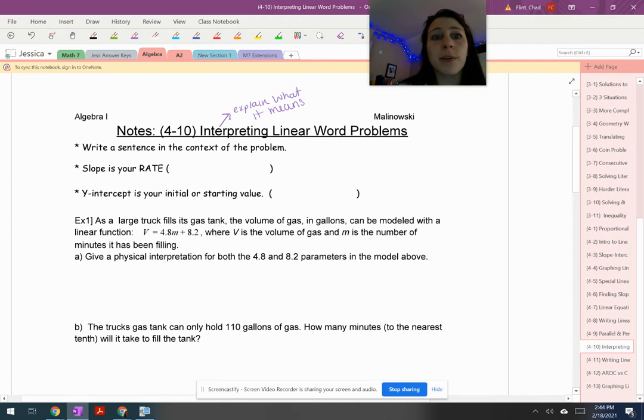So for example, if I were to talk about something like 32 degrees Fahrenheit, if you were to interpret that to somebody that didn't know about degrees Fahrenheit, you would tell them that that is the level of freezing, which is cold. That's interpreting what that number means.